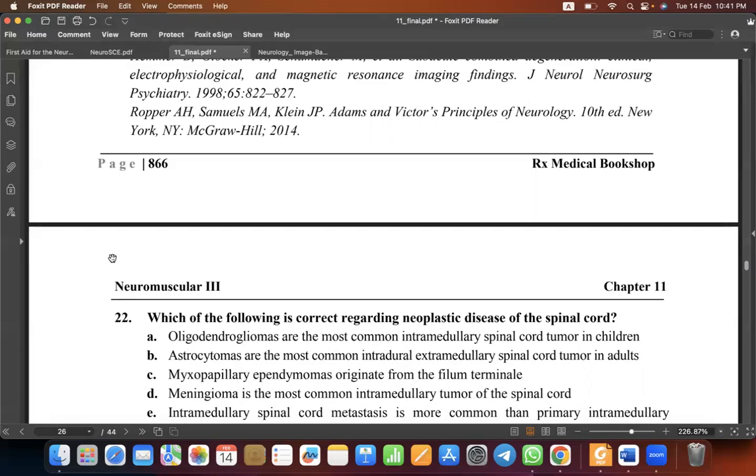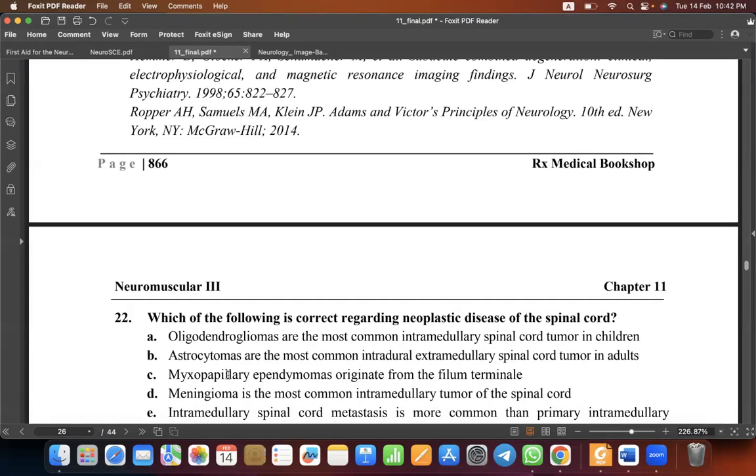So now the correct option we are searching for. Oligodendroglioma is the most common intramedullary spinal cord tumor. Okay, no, it's ependymoma and astrocytoma. Astrocytoma is the most common intradural extramedullary. No, it's intradural intramedullary. Intradural extramedullary, the commonest is meningioma. Okay. Another important thing: meningioma as the most common intramedullary tumor is an absolutely wrong answer.